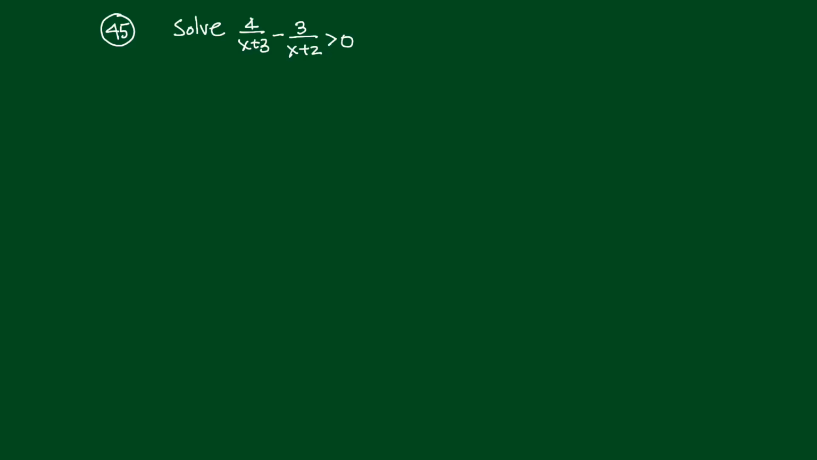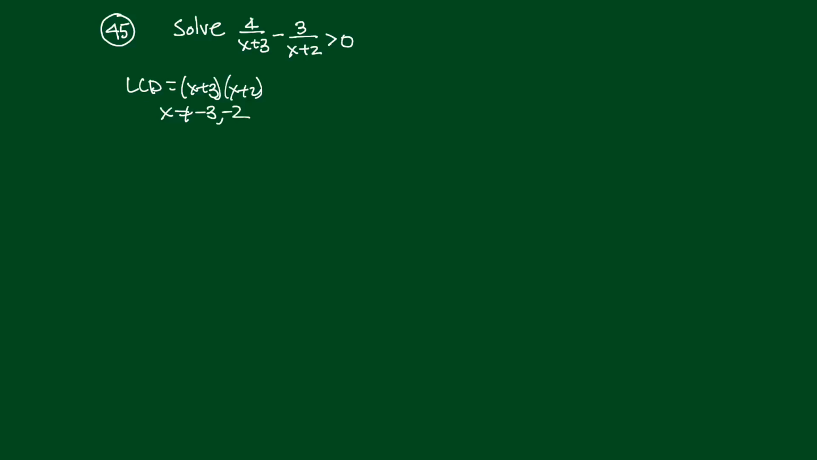Well, I see two fractions here, so the first thing I'm thinking is LCD. So let's get the LCD here. The LCD is x plus 3, x plus 2, and of course we cannot use negative 3 and negative 2 because that'll give us division by zeros.